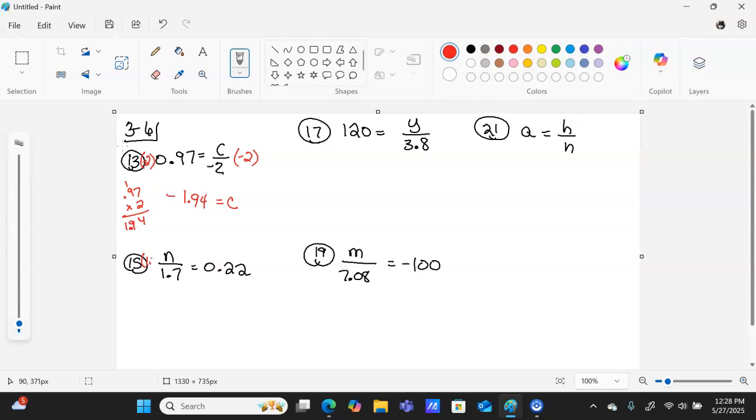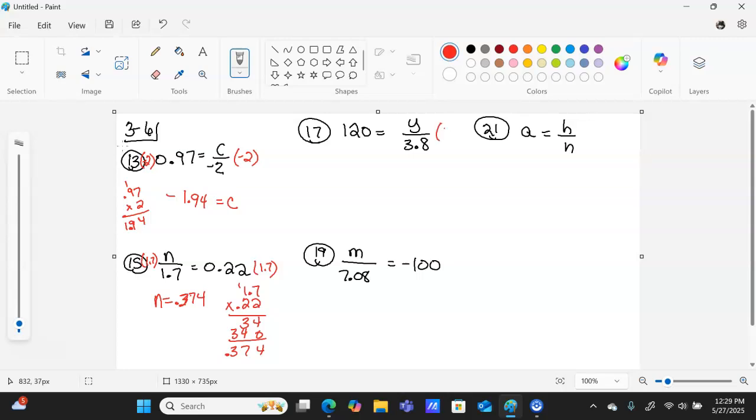Here, I need to multiply both sides by 1.7. So we have 0.22 times 1.7, and I'm going to do that like this because then I'm multiplying by 2 twice. 2 times 4 is 14, carry the 1, that would be, and so it's going to be 34 again. And we need 1, 2, 3 decimal places, so we get 0.374. It is positive because both numbers are positive, so 0.374.